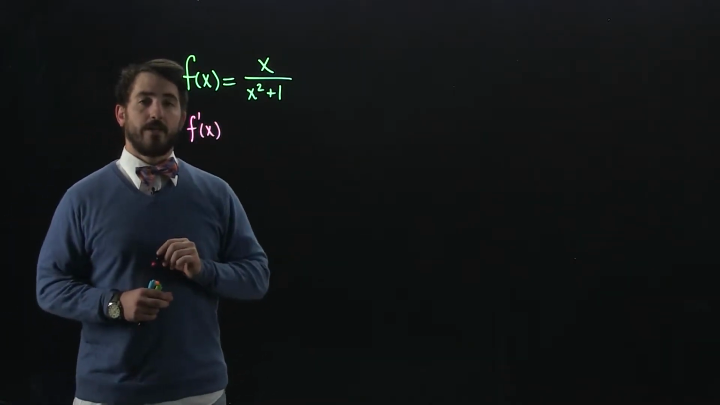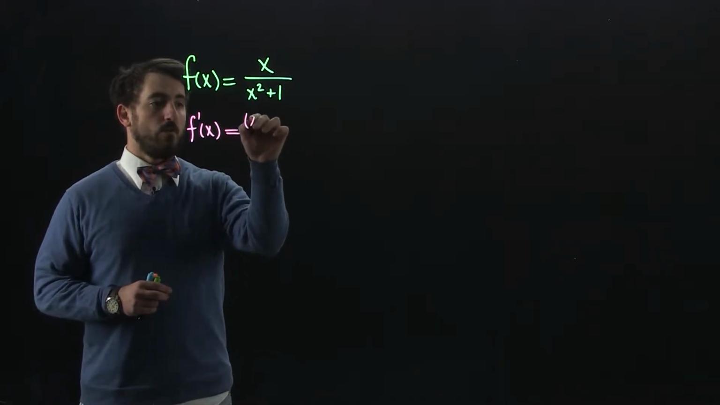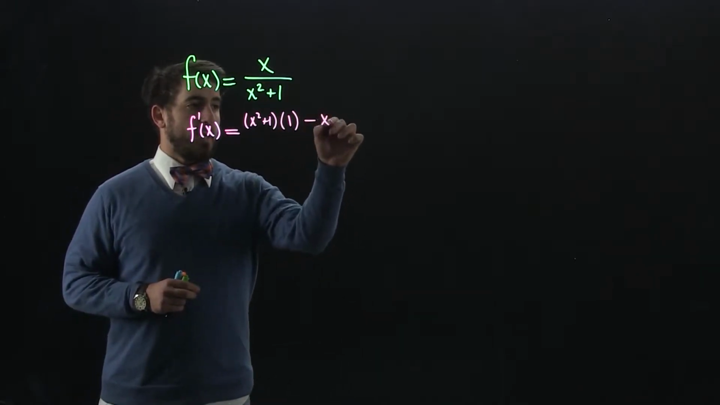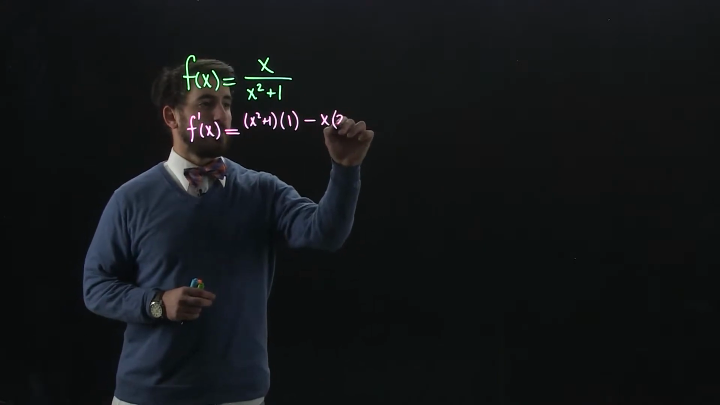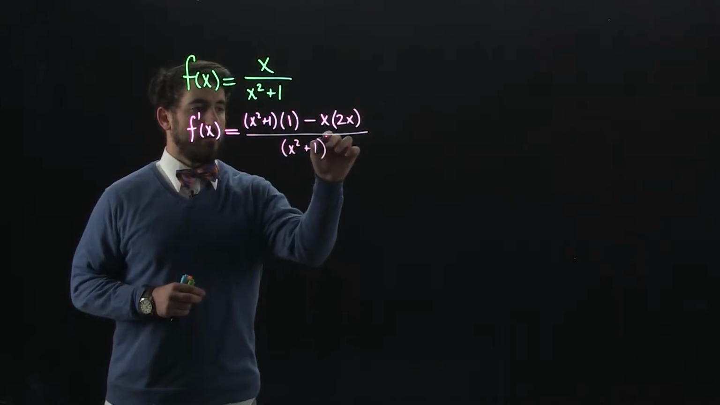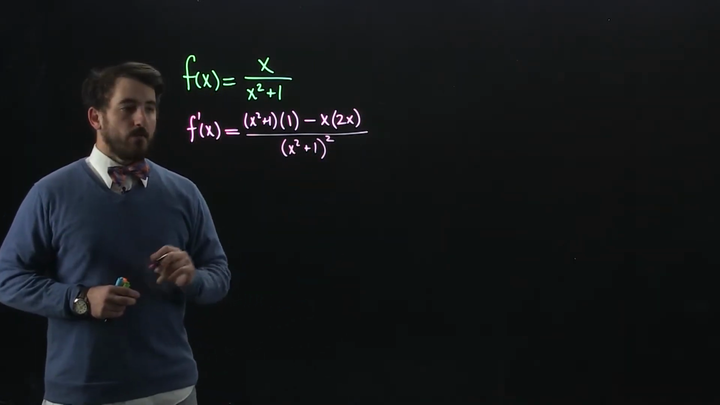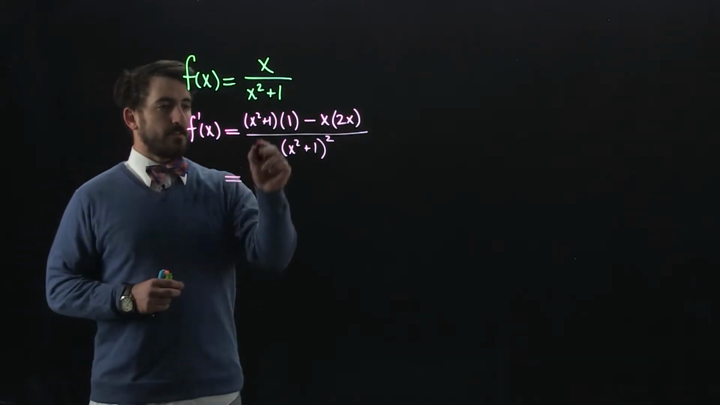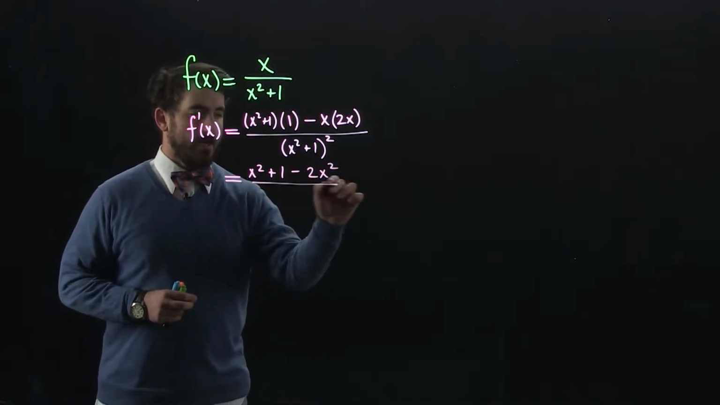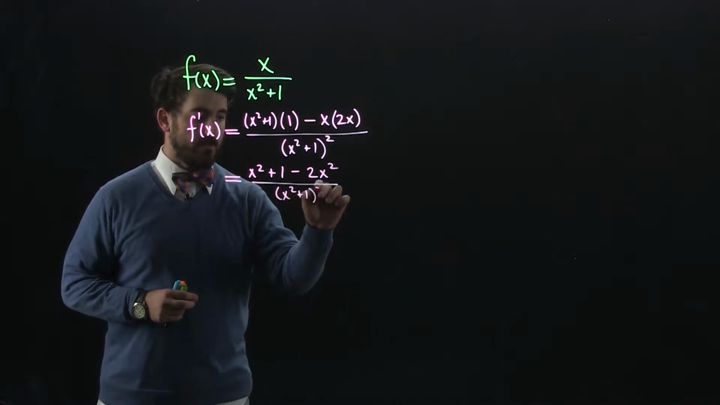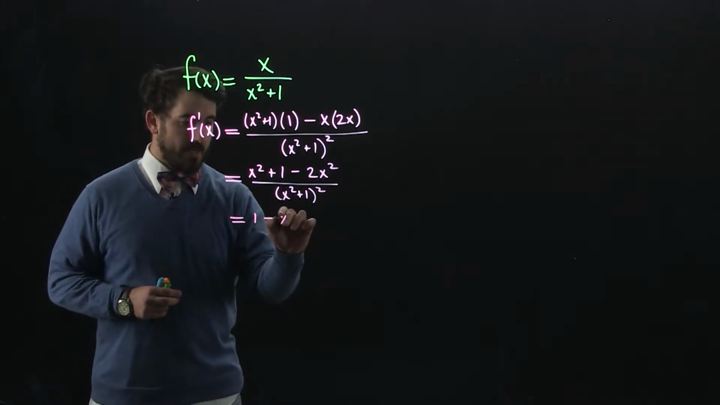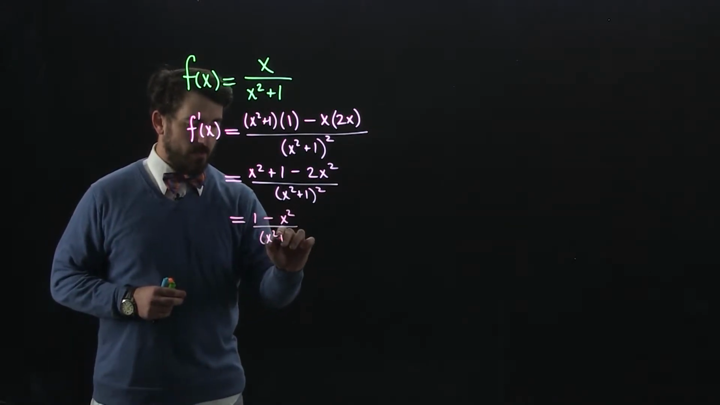Now, this is a quotient, so we need to use the quotient rule. So that would be low, x squared plus 1, times the derivative of high, which is 1, minus high times the derivative of the low, which is 2x, all over low squared. So that's x squared plus 1 squared. Now we're going to continue on. This is going to be x squared plus 1 minus 2x squared, again, all over x squared plus 1 squared. Combining like terms, I get 1 minus x squared over x squared plus 1 squared.